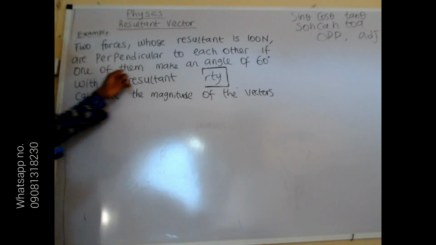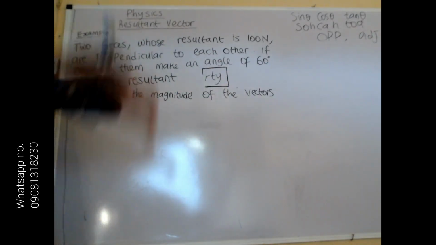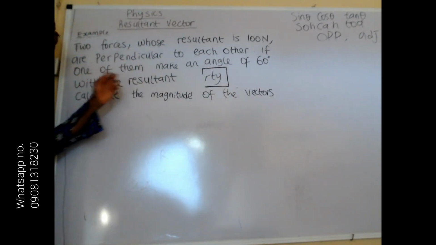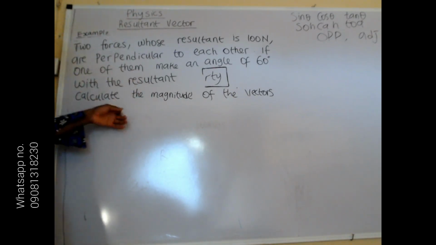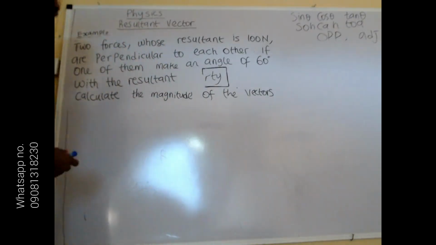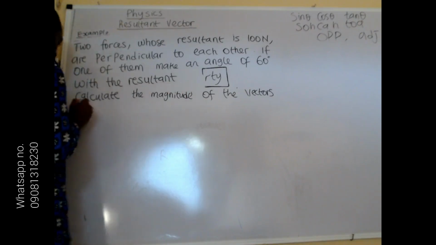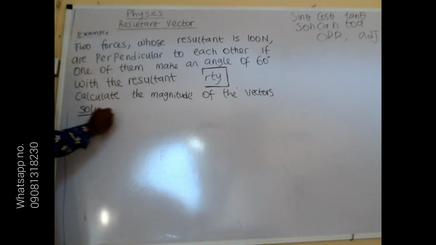He said if one of them makes an angle of 60 degrees with the resultant, calculate the magnitude of the vector. So let's quickly represent it with a diagram so that we'll be able to calculate the magnitude of the vector.